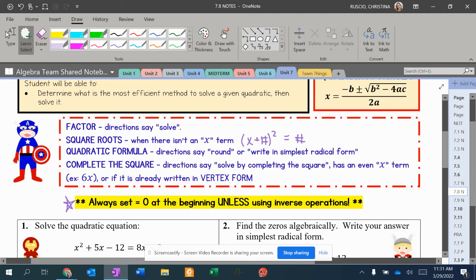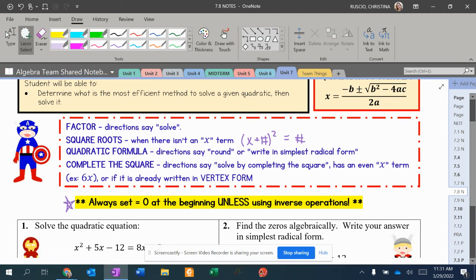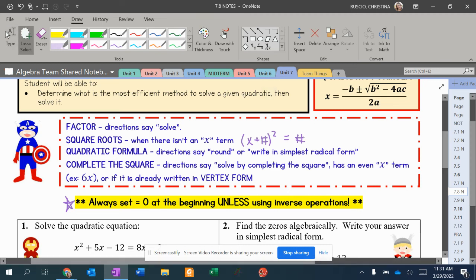So a little note here, we want to always set the quadratic equal to 0 at the beginning unless we're going to use inverse operations. So we're going to keep that in mind because, as you recall, with inverse operations, we always move the number over to the other side of the equal sign so we can take square roots.